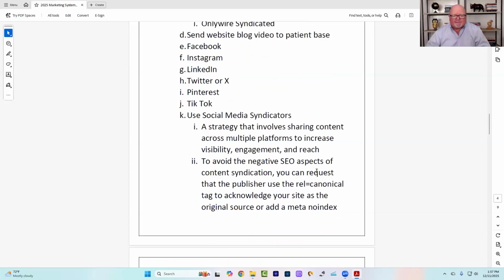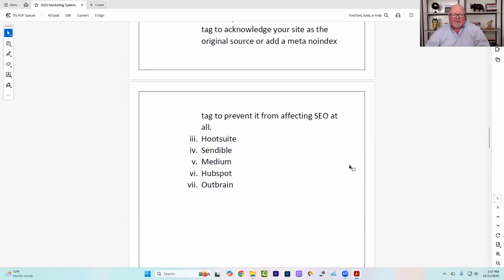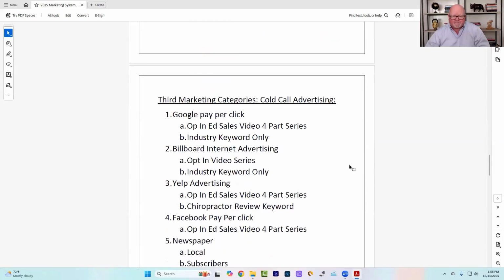All right. So these are all the topics we've been going into in great detail. Now we're going to be going into each one of these at the beginning of the new year. Every one of these in great detail. So we already talked about social media syndicators. We'll be going over that and a lot more in the future.